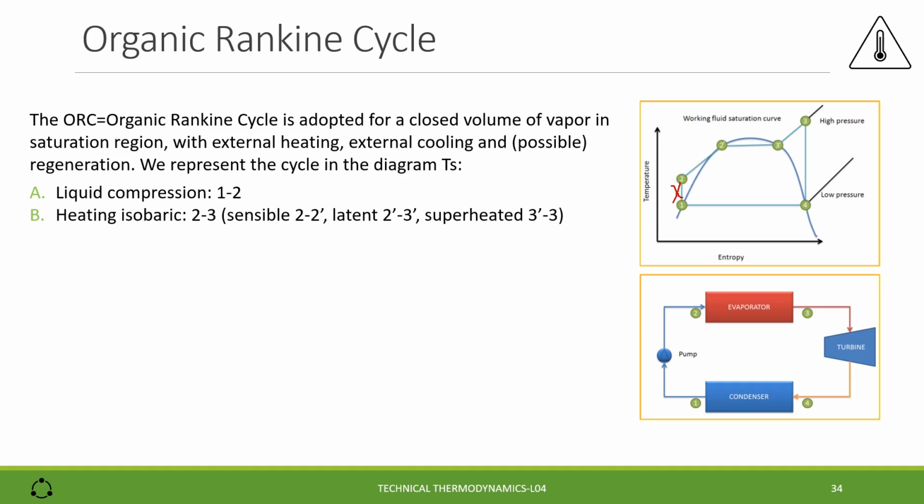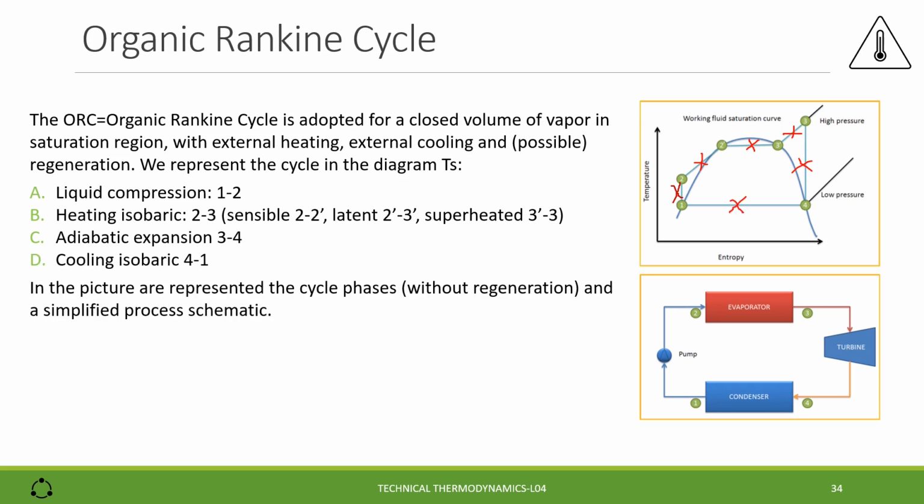The first part from 2 to 2' is sensible heating. Then we have 2', 3' latent heating, and then 3', 3 superheated. Then the adiabatic expansion 3-4, and finally the isobaric cooling 4-1. In the picture are represented the cycle phases without regeneration and a simplified process schematic.